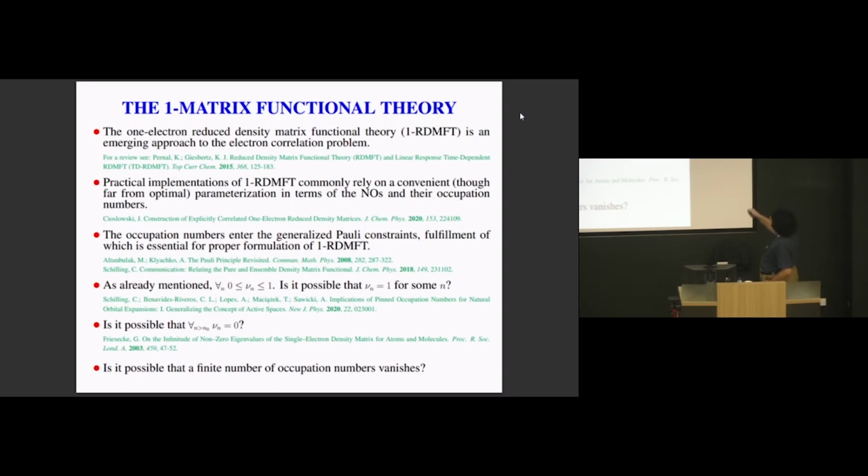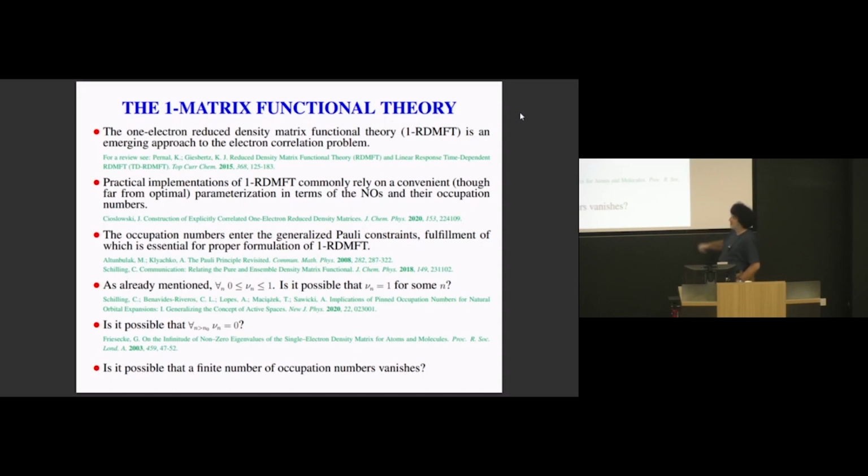But when one looks at properties of the one matrix, one comes up with certain questions. For example, we know that all the occupation numbers have to be between 0 and 1, and the question is, is it possible that some occupation numbers are exactly 1? And the answer is affirmative, yes. There is a phenomenon called pinning of states, and it is possible.